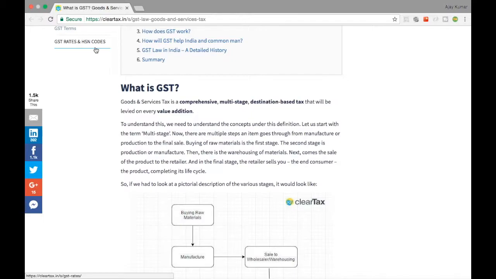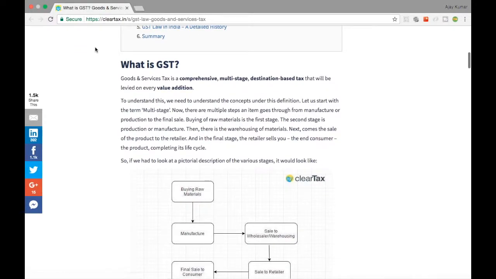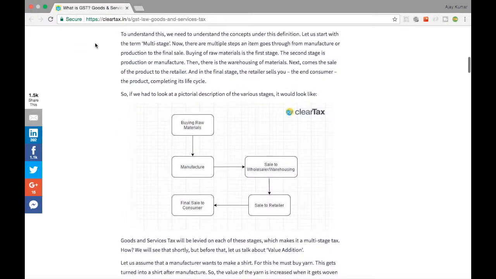Basically, the idea of GST started long back, before 16 years, I guess. We'll see that also, the history of GST, how it started and where it was blocked, and how the progress went, and how we are now. So what is GST and multi-stage tax? Let's understand what this multi-stage tax is.